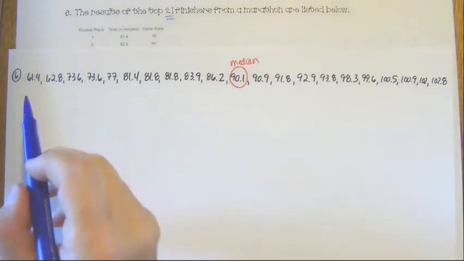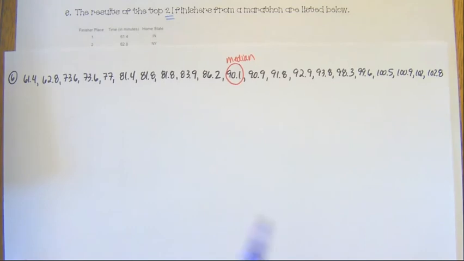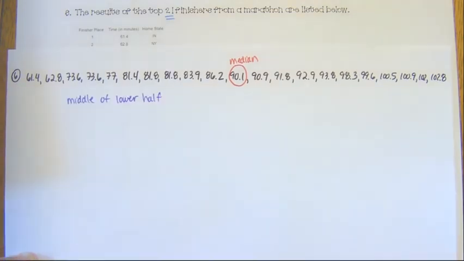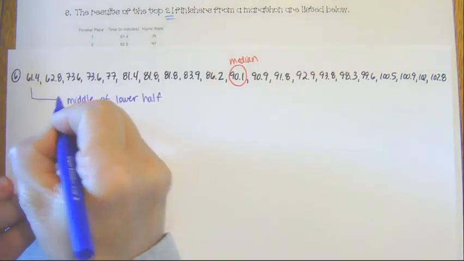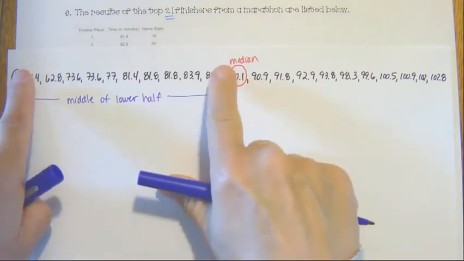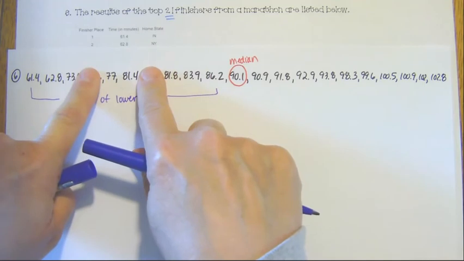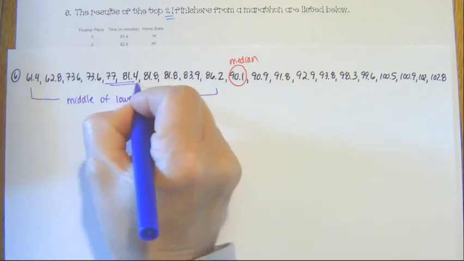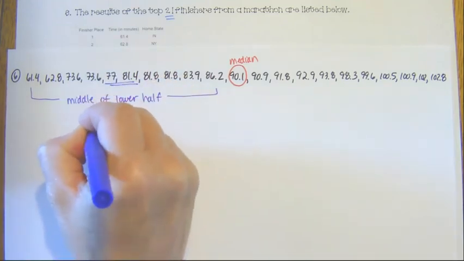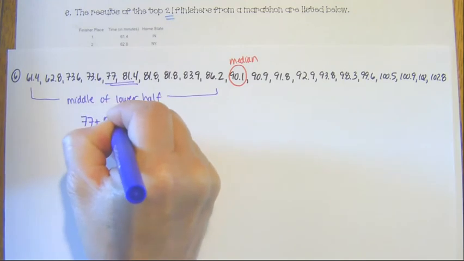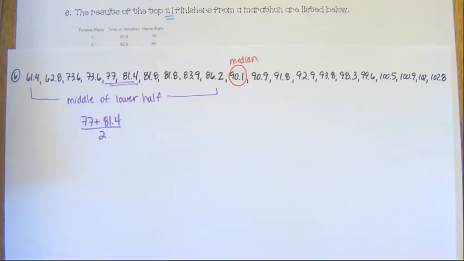So if you look now, we've got an upper and a lower half. So this is my lower half. I need to find the middle of the lower half. That's all these numbers here. So I would just count in, count in, count in. I get 2 middle numbers. So since I have 2 middle numbers, I'm going to have to add them up and then divide by 2.